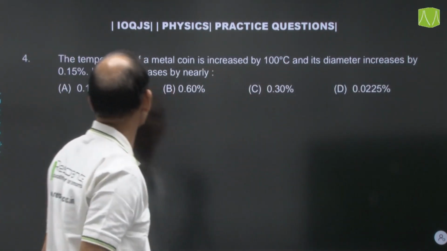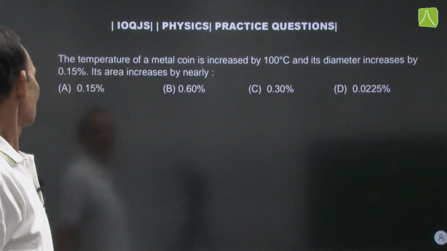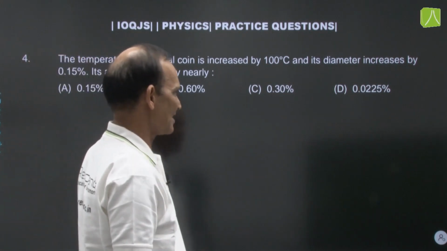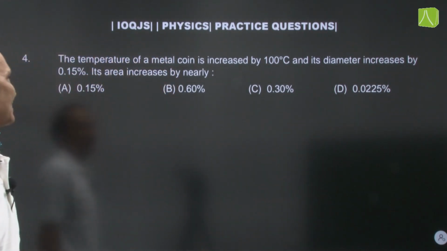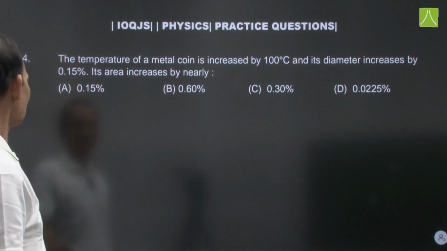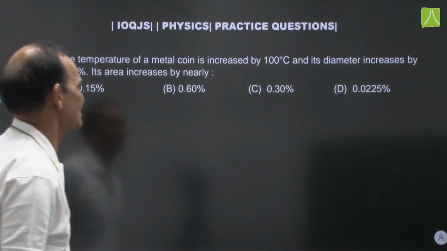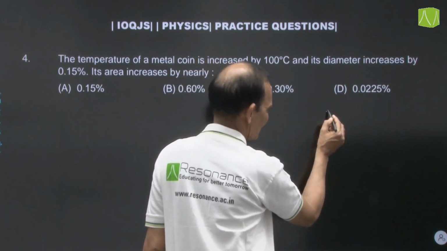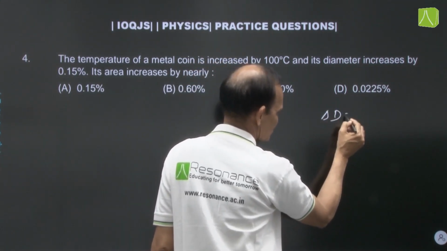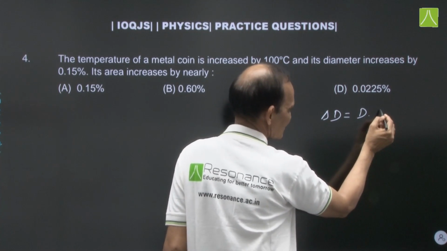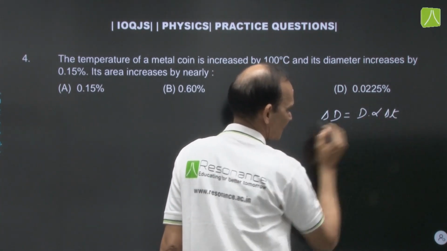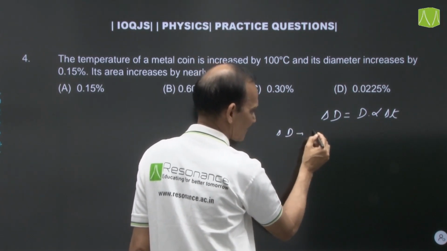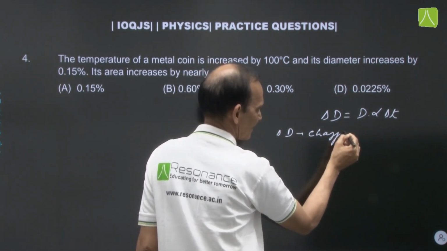Next question is the fourth. The temperature of a metal coin is increased by 100 degrees Celsius and its diameter increases by 0.15%. Its area increases nearly by how much? Diameter is linear, so we can say delta D is equal to D into alpha delta T, where delta D is the change in diameter.